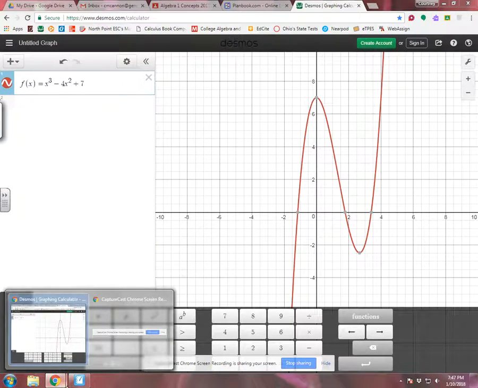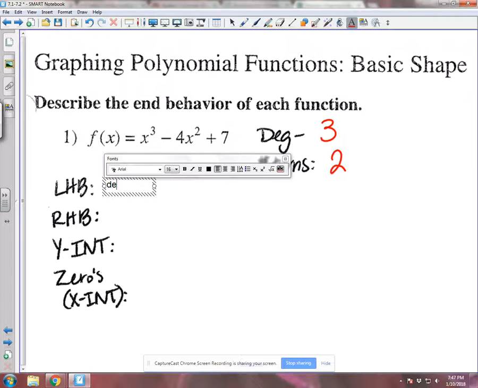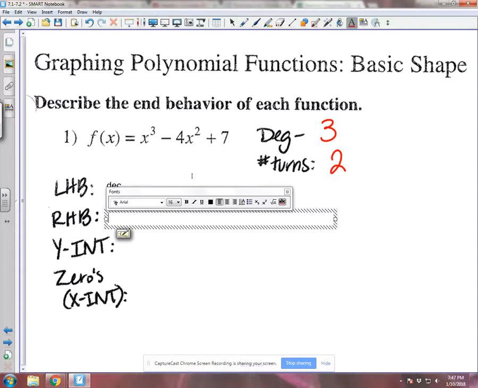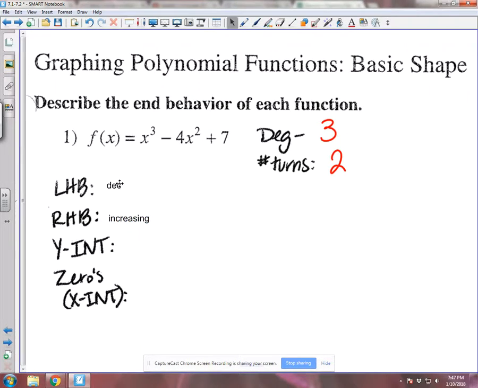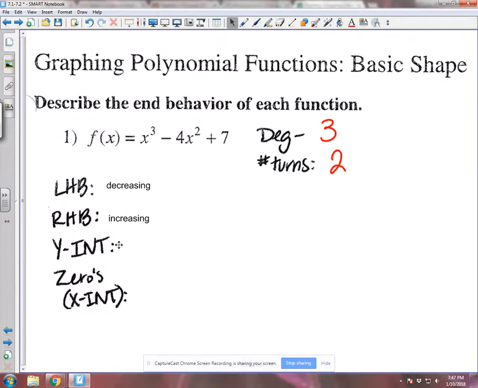So I am going to go ahead and put in here that the left side is decreasing and the right side is increasing. Okay, so we have decreasing and increasing. Okay, the next thing I'm asking you for is the y-intercept.